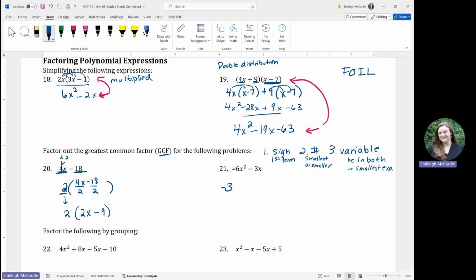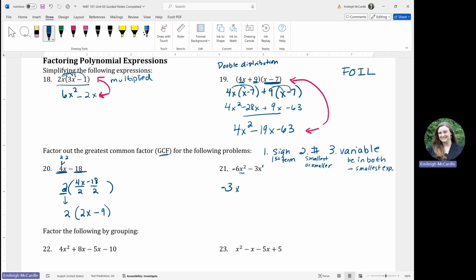And variable. First, it has to be in both. So is there an X in both terms? Yes. So now, how do I decide what X do I take out? Well, it is the smallest exponent. So this is X squared. This is X to the first. So that X to the first is what comes out. At that point, you don't have to write the 1 and can just write the x there.